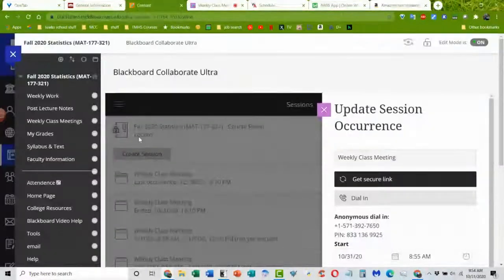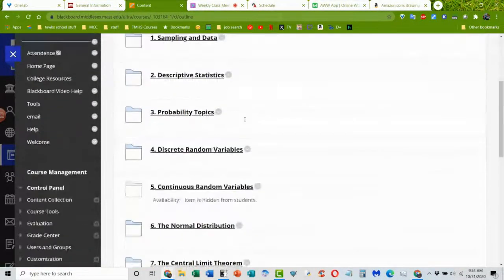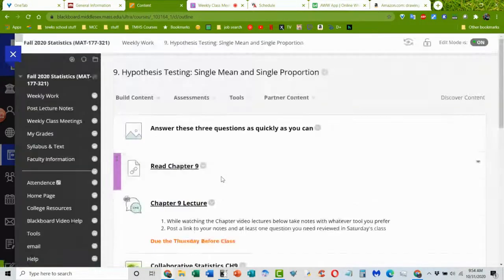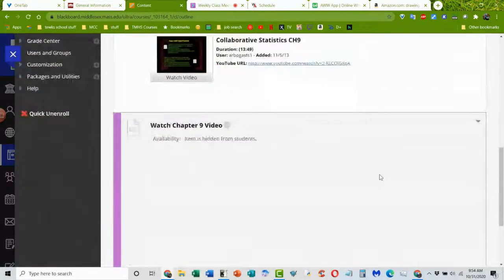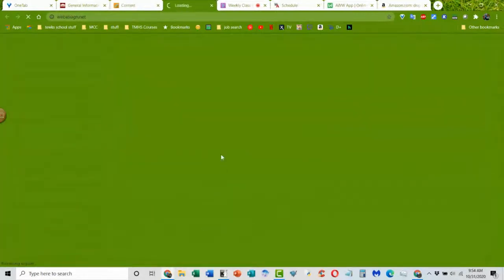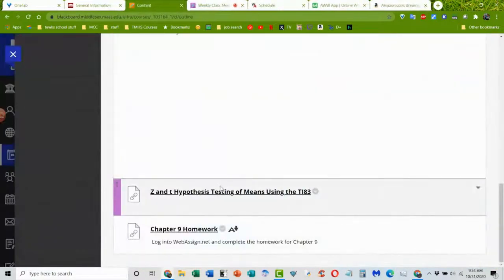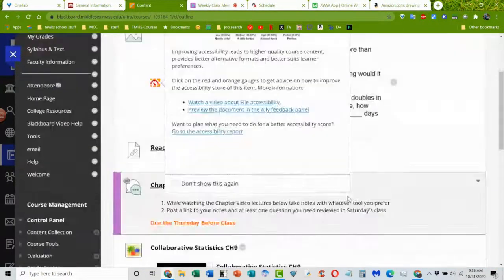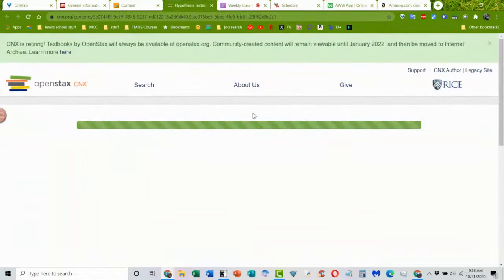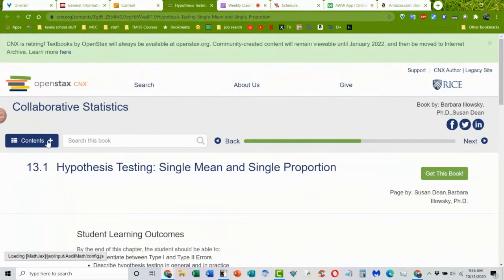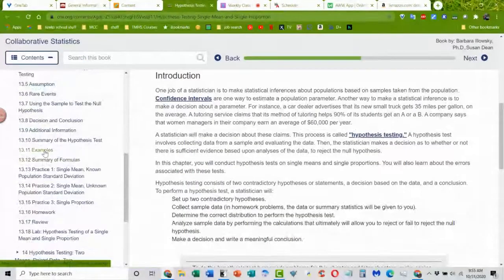Let me just check something. There may be more if you go to the book. Oh, wrong book, wrong button. You're in the way, button. Love how they try to help you out and you're like, I don't need that. Examples, homework.